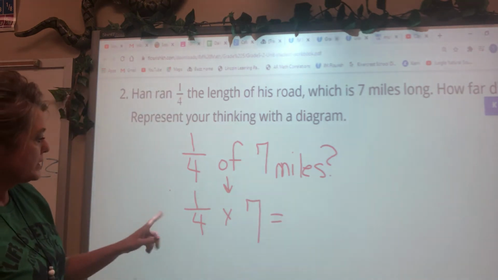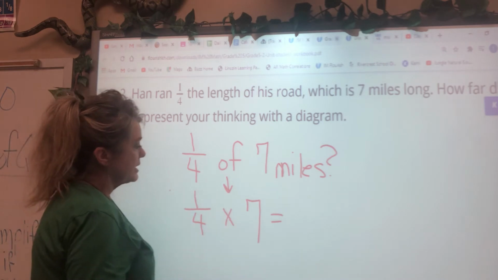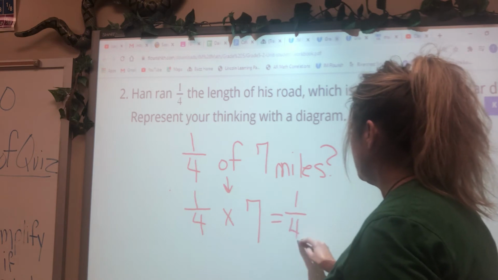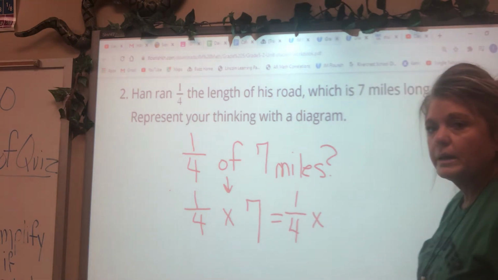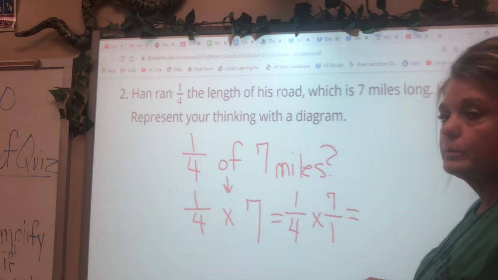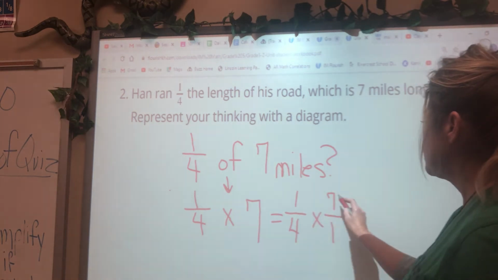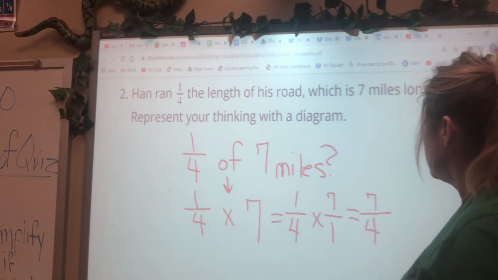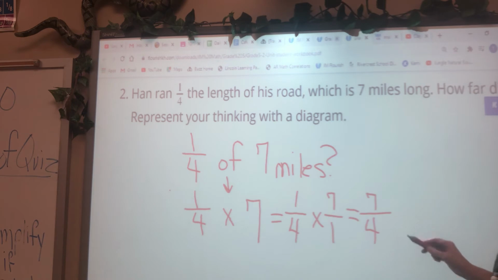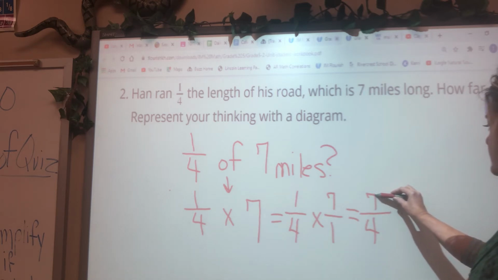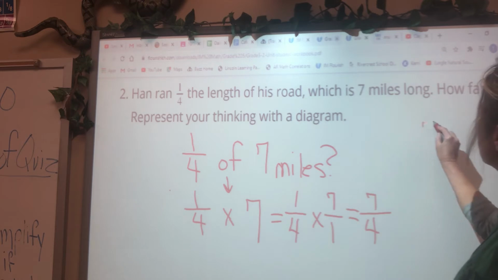Okay? So we know that we're going to need to multiply fractions, and we know that any whole number, we can turn it into a fraction by placing it over 1. And then we multiply straight across. So we would have 1 times 7 is 7. 4 times 1 is 4. Anytime we have an improper fraction, bigger on top than on bottom, we need to go over to the side. We would read it from top to bottom. 7 divided by 4.